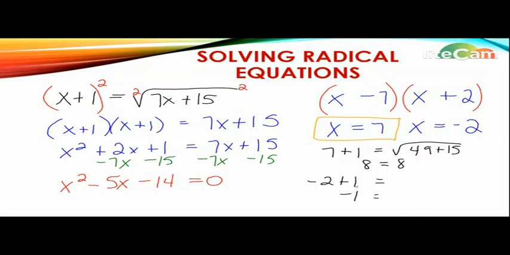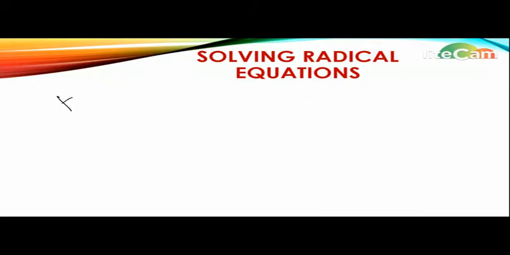Let's try negative 2. Negative 2 plus 1 equals negative 1. Negative 2 times 7 is negative 14, so that's going to give me positive 1. This does not work right here. Negative 1 does not equal positive 1. If that is not a true statement, x equals negative 2 does not work. Okay, our next example is x to the 2/3 equals 25.